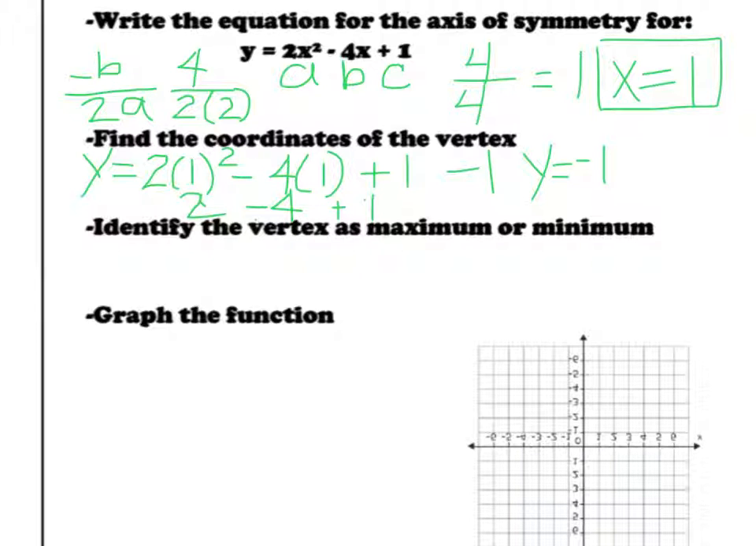Therefore, the coordinates of my vertex are going to be the x from my axis of symmetry of 1, and my new y of negative 1. That is my vertex.